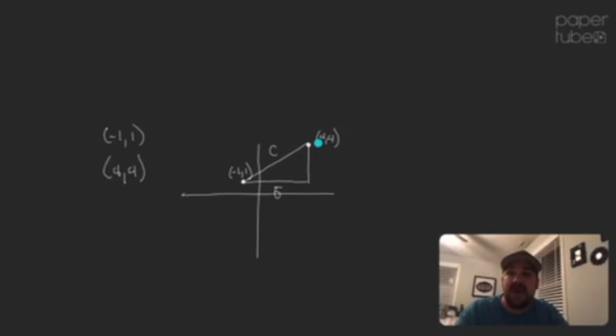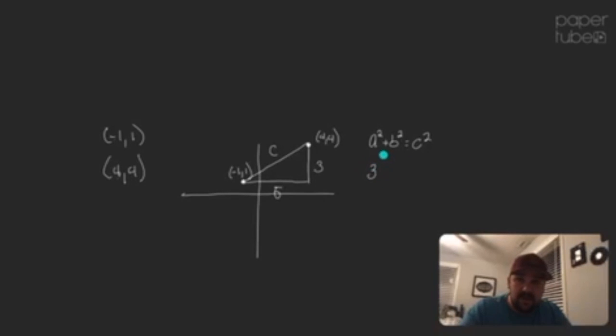Or I could have just subtracted my y's. 4 minus 1 is 3. 4 minus -1 is 5. So my 2 legs, my A and my B, are 3 and 5. Now that I have all the information I need, I can use my Pythagorean theorem, A squared plus B squared equals C squared, to solve. I plug in my A and my B. I always like to put the smaller number as A and the larger number as B, but it doesn't matter which one goes where.